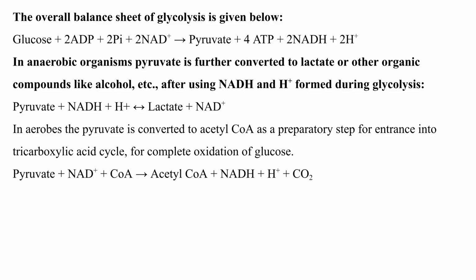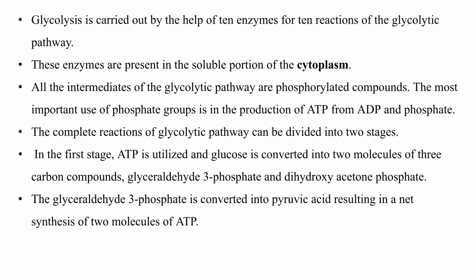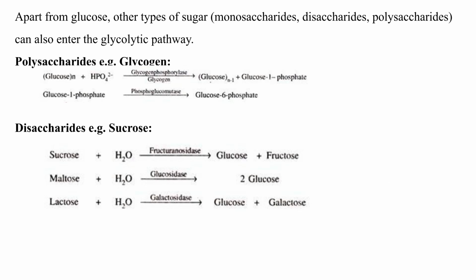The overall balance of glycolysis shows that glucose yields pyruvate, ATP, and NADH. Pyruvate is further converted depending on the organism's conditions. Glycolysis involves 10 reactions catalyzed by 10 enzymes in the cytoplasm. It is divided into two stages, the first utilizing ATP and the second synthesizing a net of 2 ATP molecules.